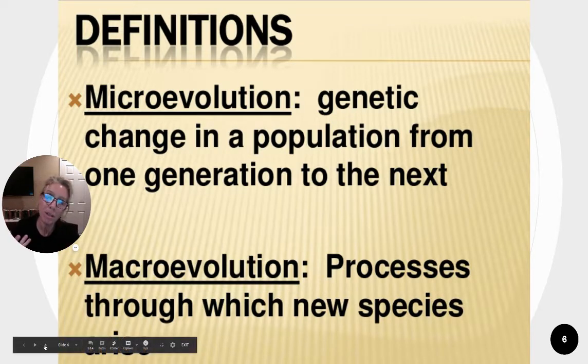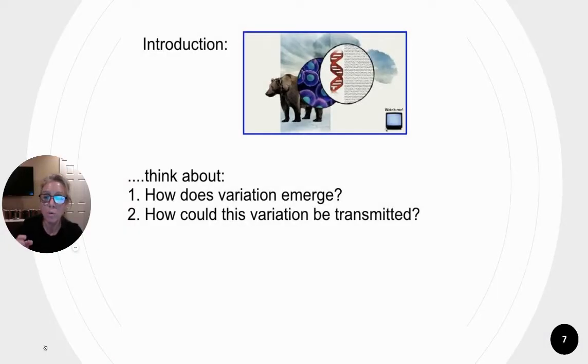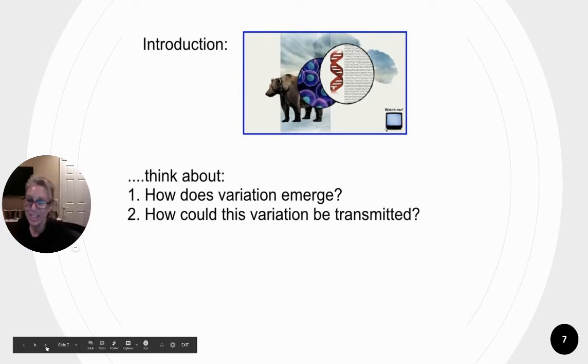Macroevolution would be a process where you would classify an organism as a different species. And we're going to talk a little bit later about how difficult that is to draw the line between species. So what I want you to be thinking about is, if you're going to have these change over time, where something is going to get selected for as being better than something else, then we need to think about where could this variation arise from and how could you pass that variation on.